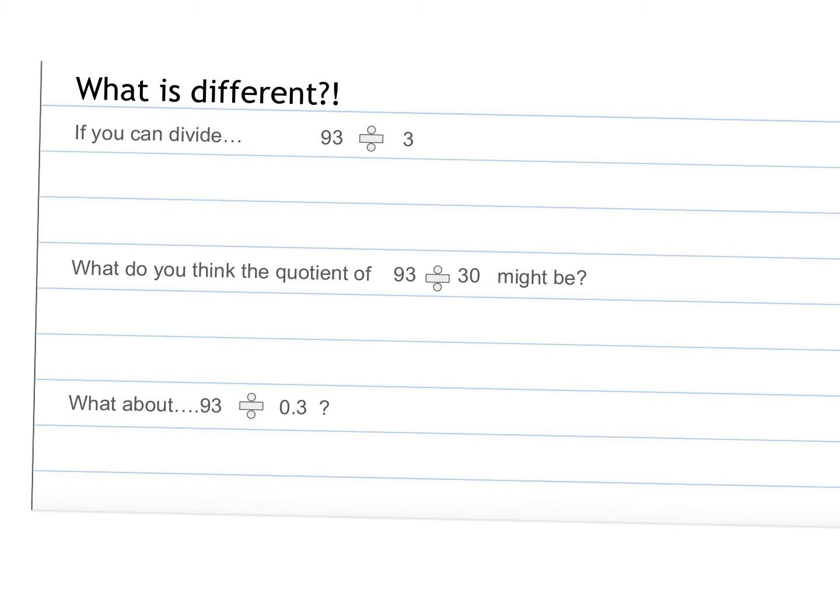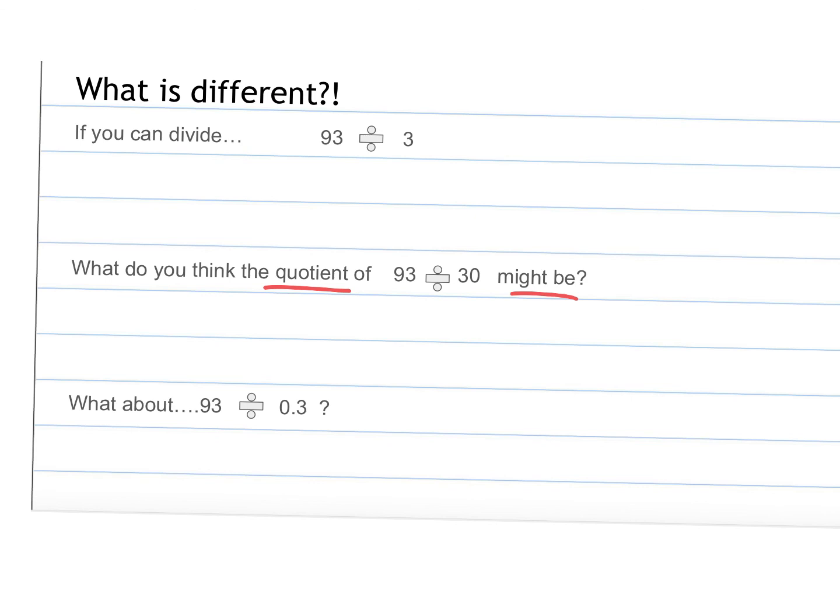So if you can divide 93 divided by 3, I want you to think about what would happen to your quotient or your answer to a division problem if you change it to 93 divided by 30. What might that be? And even more so, what if you changed the 3 again and said 93 divided by 3/10? Thinking about what is different, what might change. I might look at this first one with you and really challenge you on the next one to think on your own.